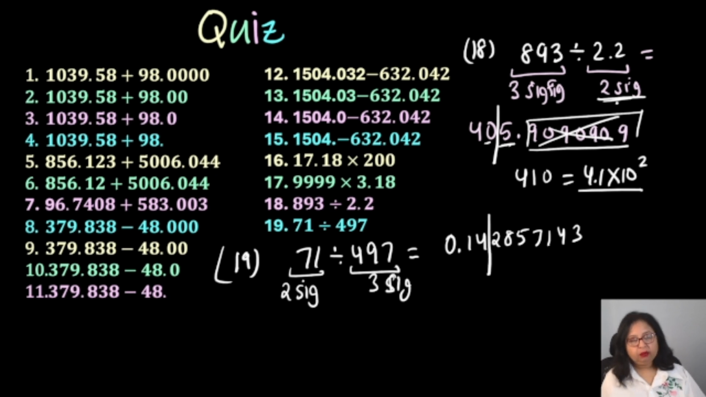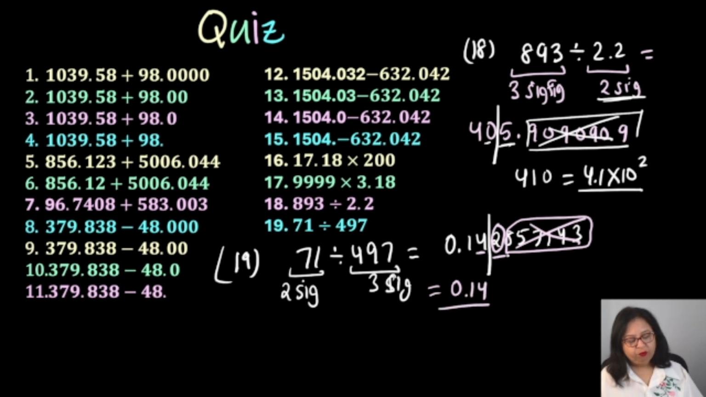So here is my line, such that there are only 2 digits to the left of the line. We need to look only at the digit immediately to the right of the line, and no other digit matters. So these do not matter. Since the digit immediately to the right of the line is 2, which is smaller than 5, the digit to the left of the line remains itself. So the answer is 0.14. Here's your answer.